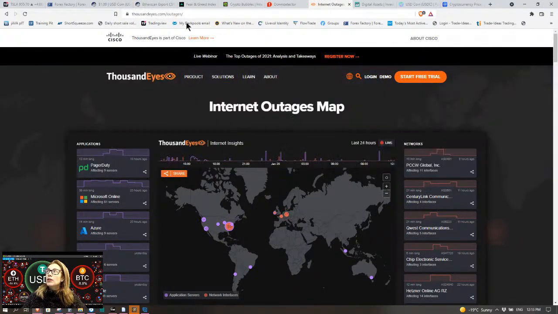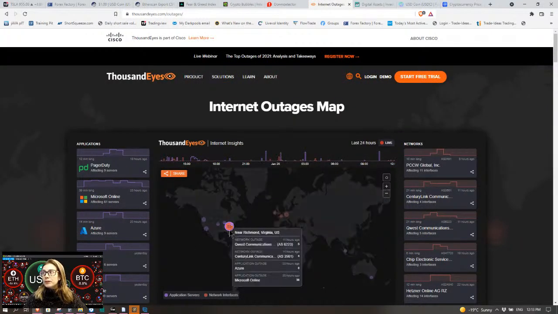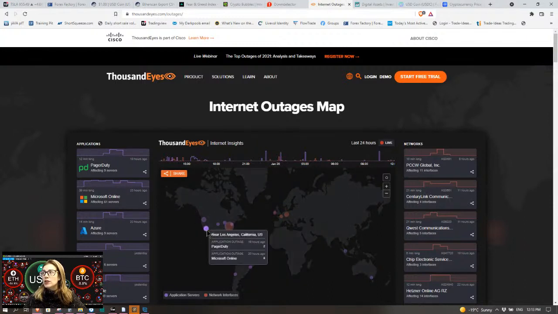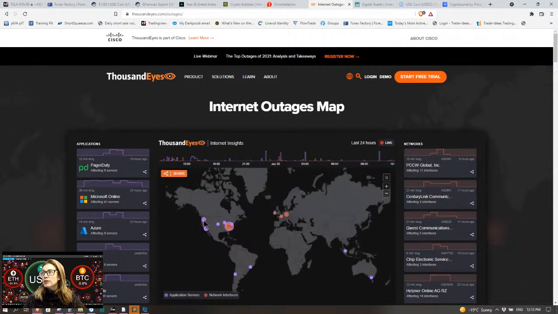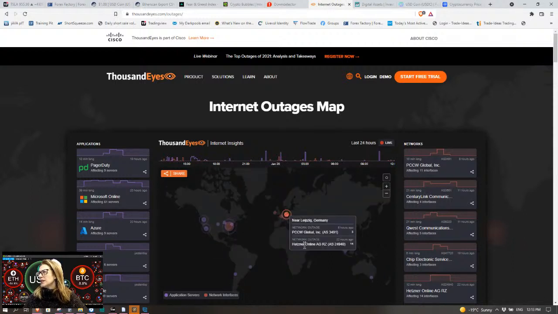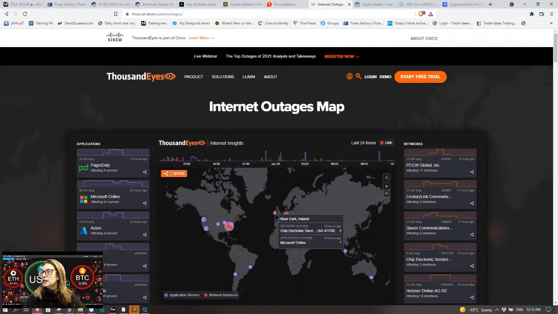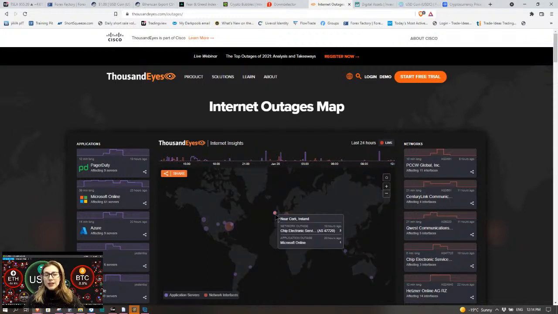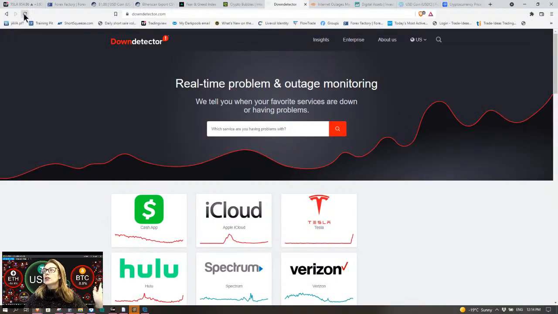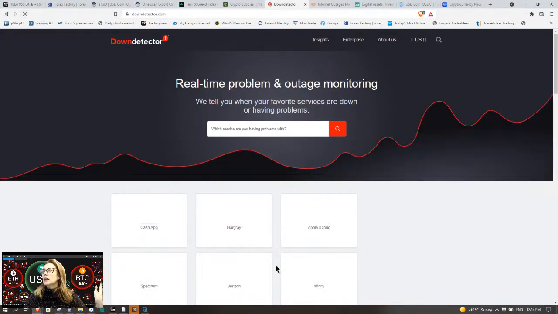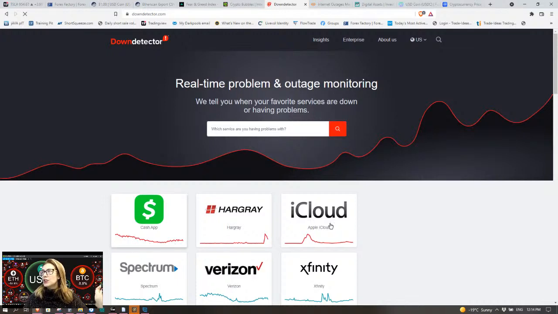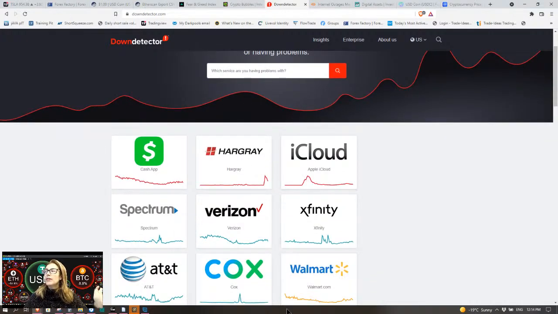We are actually having crazy outages. If you go to thousandeyesOutages.com, you can see right here, we are having outages. Microsoft had big outages. Let's see, Microsoft, PagerDuty, PCW, Hensner, no idea what that is. Microsoft has been affected by these outages. Also, Down Detector, this is a good one to check and see what's going on. Looks like Tesla had some issues. Cash App, iCloud are having some issues, but everything else looks pretty good.